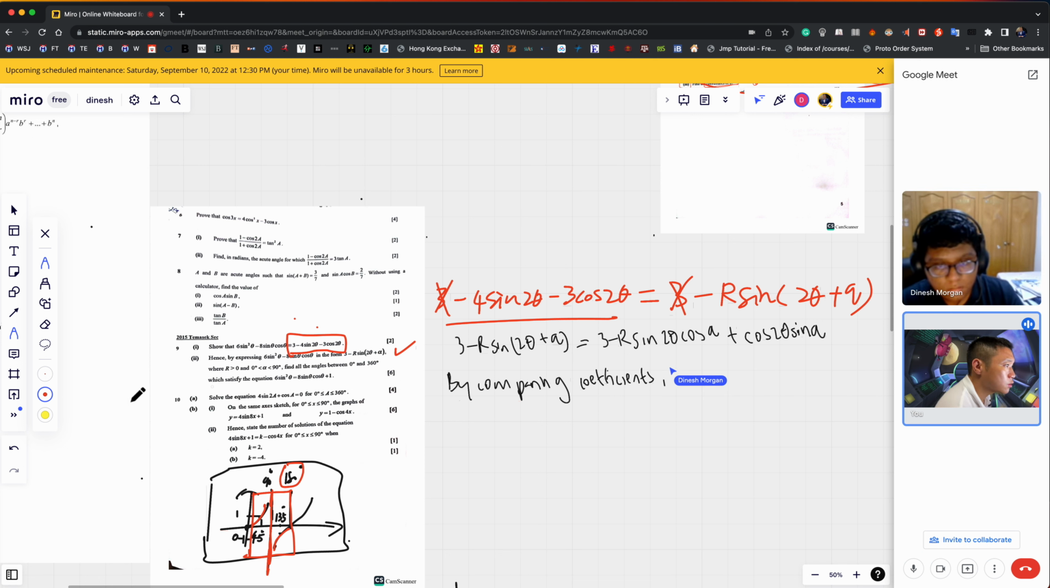Wait, I'm a bit confused. So let's say you get rid of the 3. Then you open... let me try to digest also. So you get this, and then you get this with a bracket? Yeah. Okay, this one looks good with the bracket.